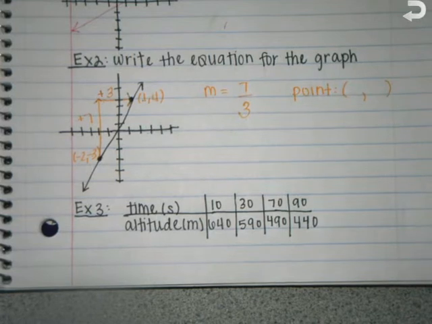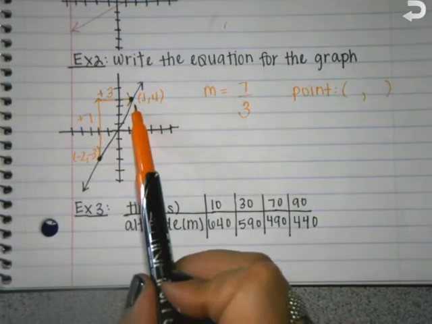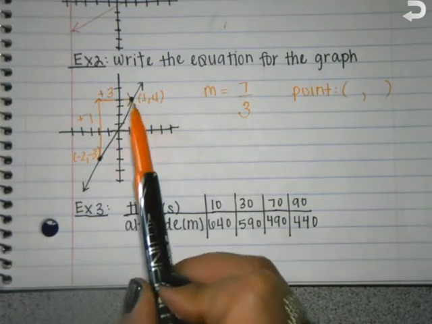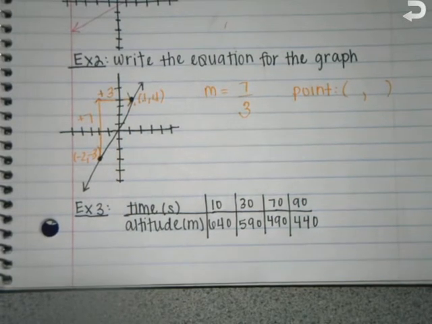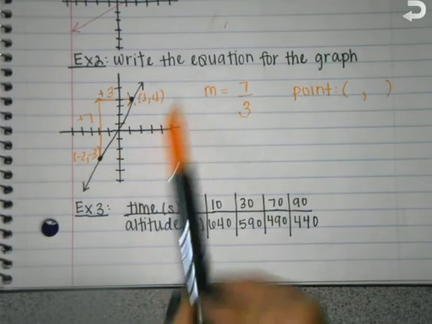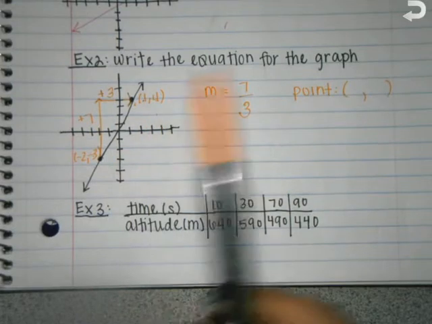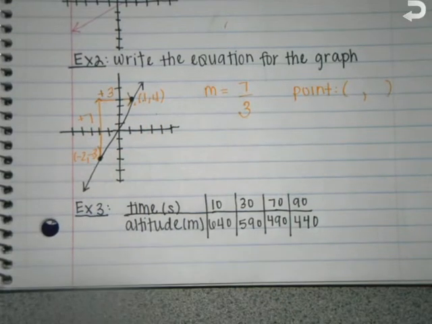How many points do I actually have to choose from? A bajillion. Any of them, but there's 2 that are actually given to me, right? You can pick any point on the line. So how many of you want to use 1, 4? How many want to use -2, -3? Let's do both.